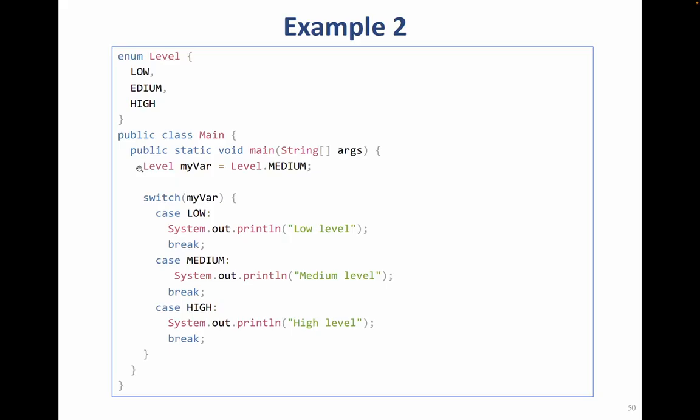Then, how can I use it? I just defined it. Well, in my code now, I will use this level as a data type. Like, you see that I say level my var. So now it becomes a data type for me. But when I define it, I don't say new level. It's not an object like this. It's like a static data. So I say level.medium, so it gets that value.